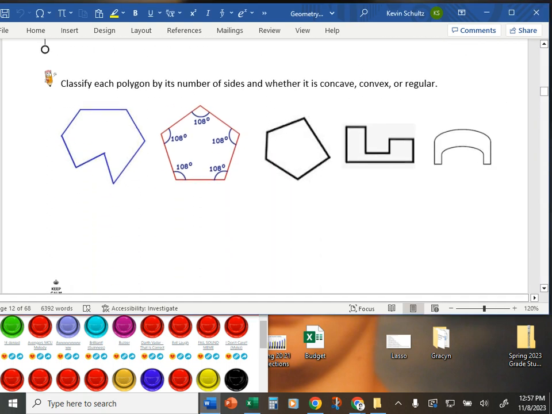Then the last part here, it says classify each polygon by its number of sides and whether it's concave, convex, or regular. You're going to do this as part of your homework.